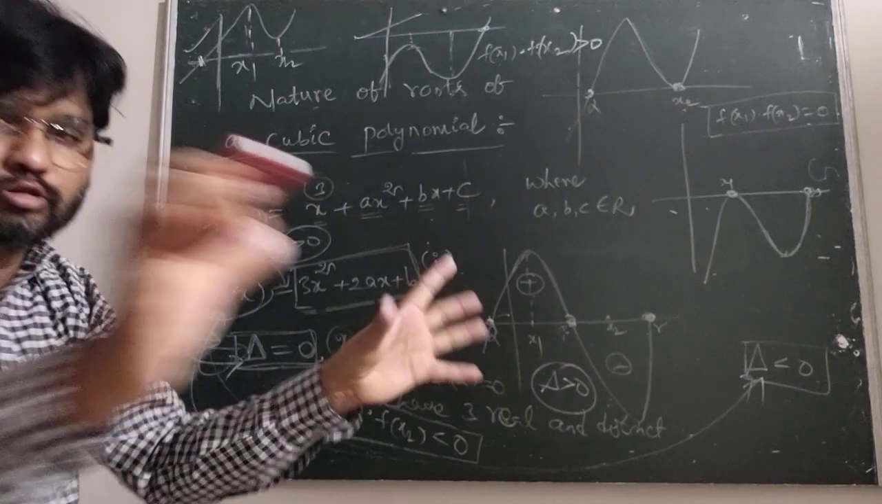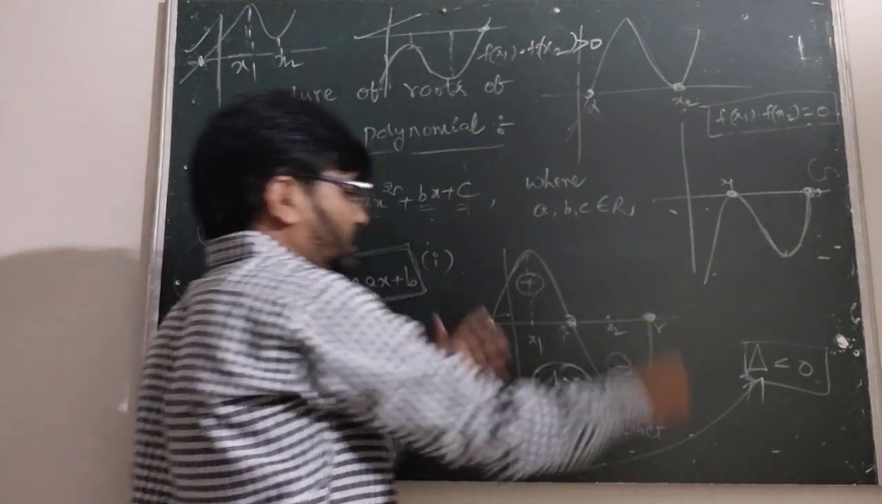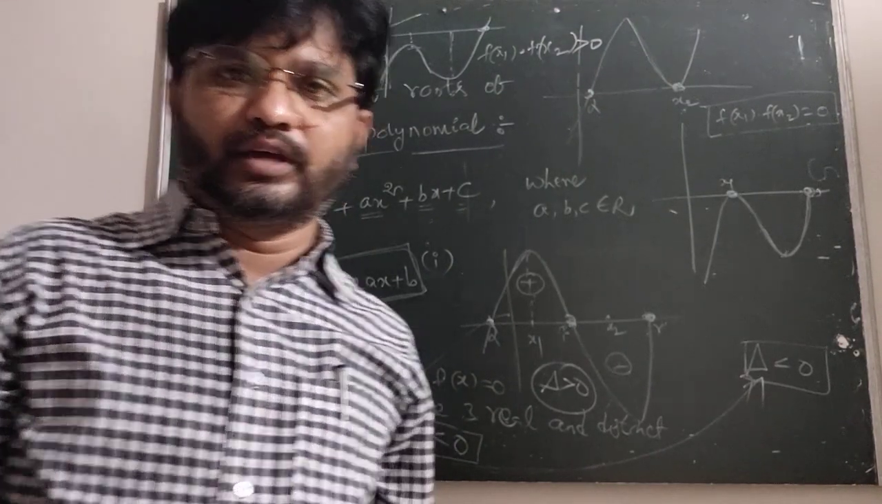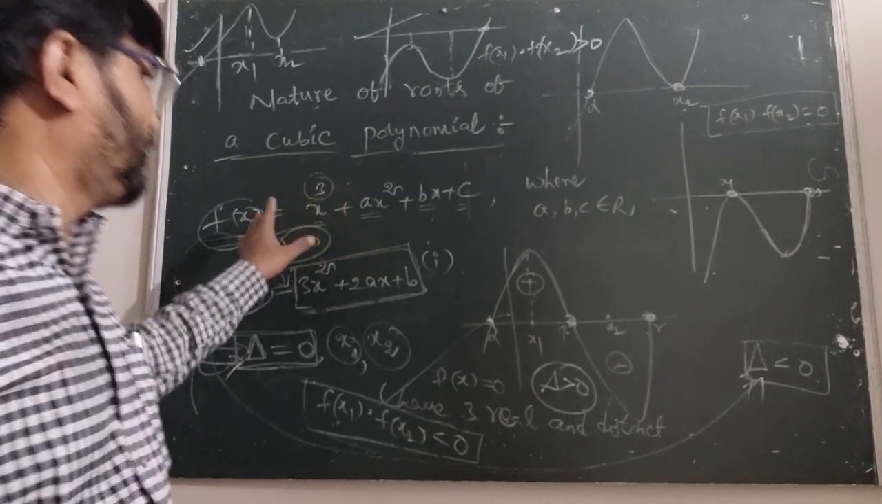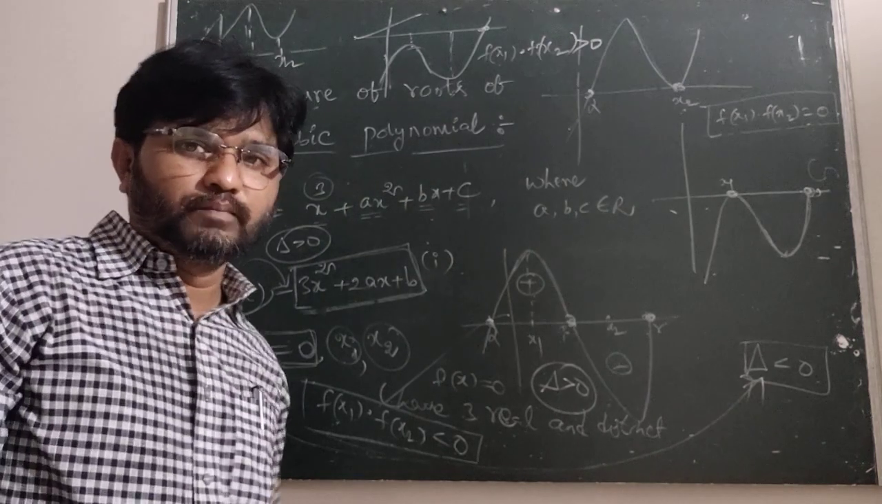When the three roots are distinct, this is alpha, this is beta, this is gamma. This is the concept about the nature of the roots of the cubic equation f(x) = x³ + ax² + bx + c.